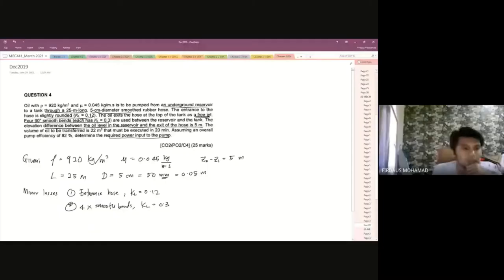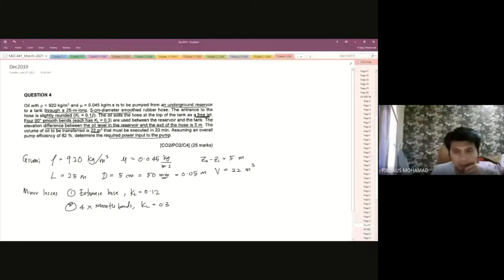5 meter. Okay, so the volume of oil to be transferred is 22 meter cube. Okay, the volume, 22 meter cube, must be transferred in 20 minutes. Okay, the time must be 20 min. So for this V and T, what can be obtained from here? What are V and T?